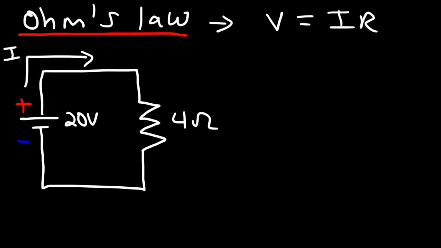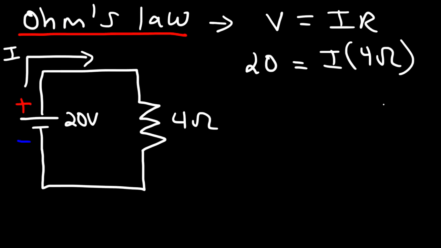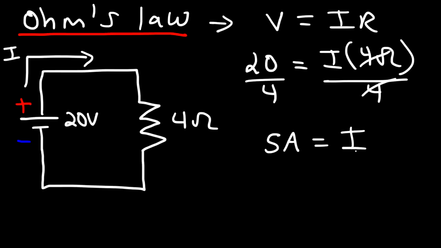Using Ohm's law, what is the current flowing in the circuit if we apply a voltage of 20 volts across a 4-ohm resistor? What is the current? So V is 20, we're looking for I, and R is 4 ohms. So ohm, which is represented by the omega symbol, is the unit for resistance. And to get I by itself, we just need to divide both sides by 4. And so 20 divided by 4 is 5. So the current flowing in a circuit is 5 amps.